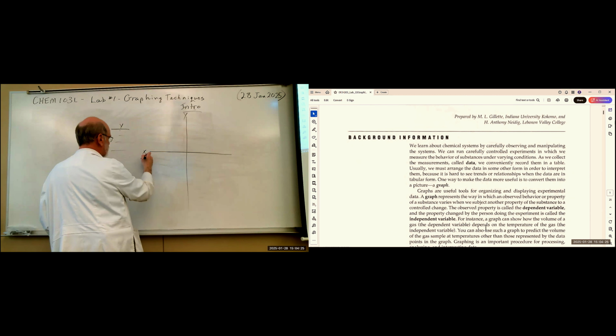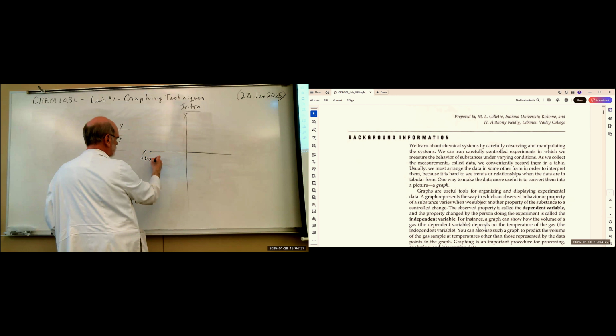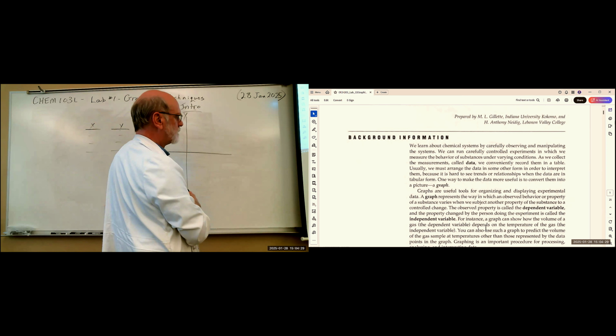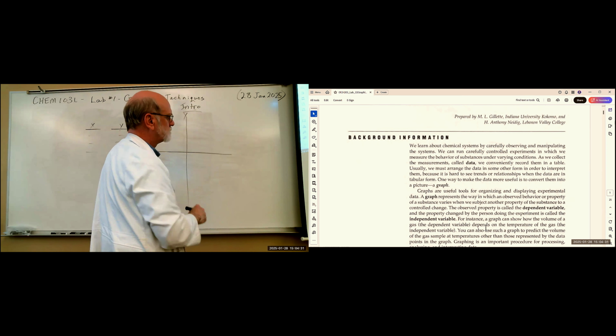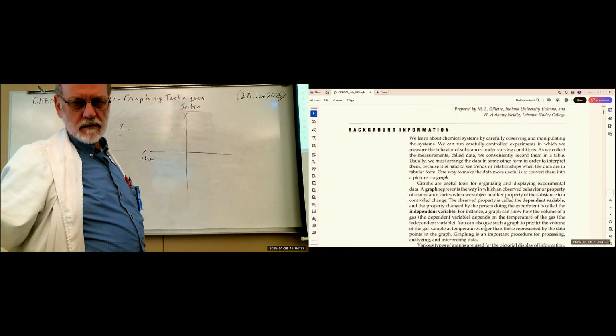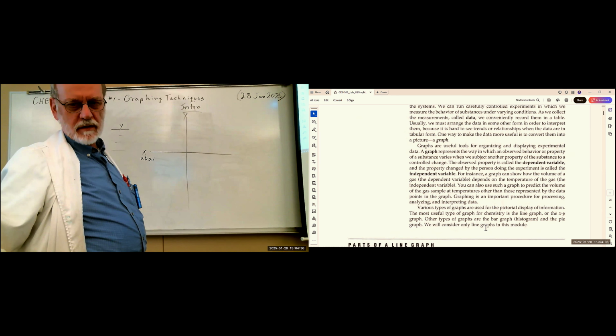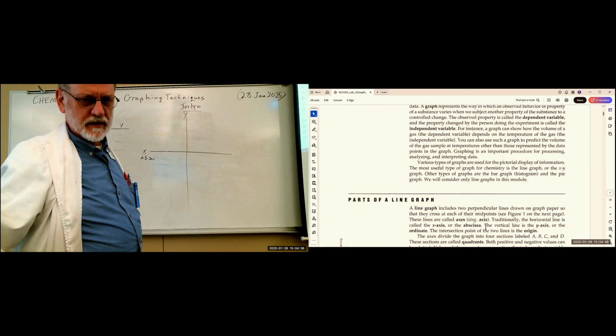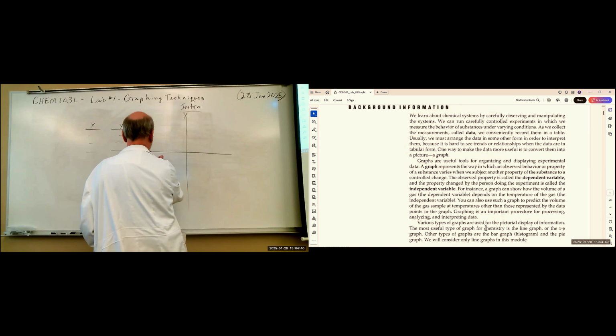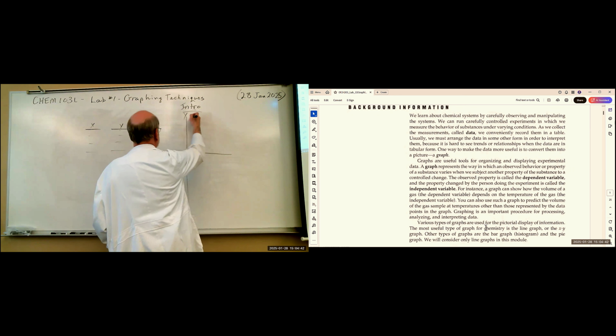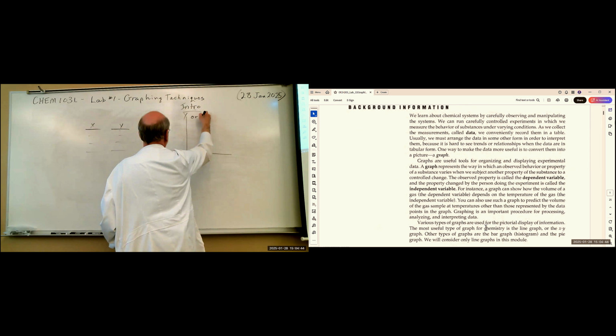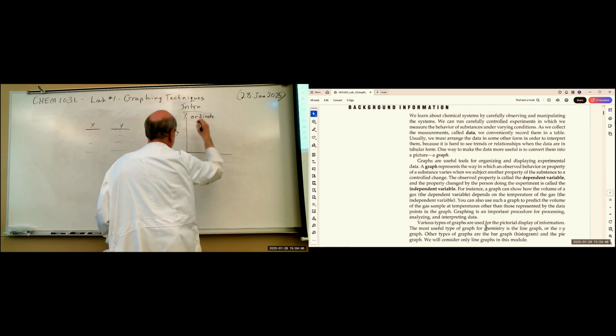This is called the abscissa. Let's see if I spell it right. A-B-S-C-I-S-S-A. Three S's in this thing. Abscissa, and this is the ordinate. Okay.